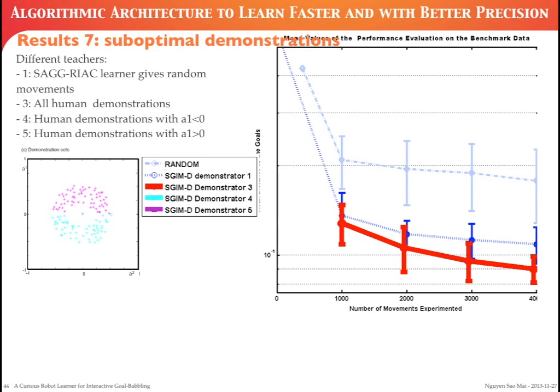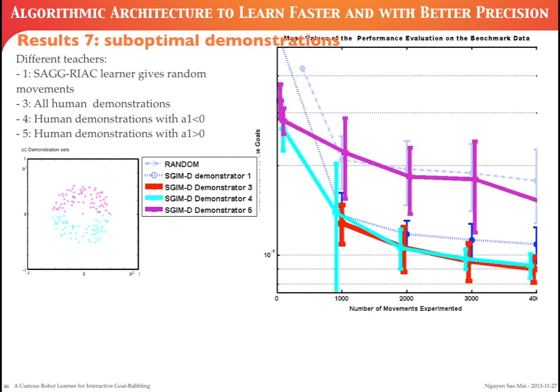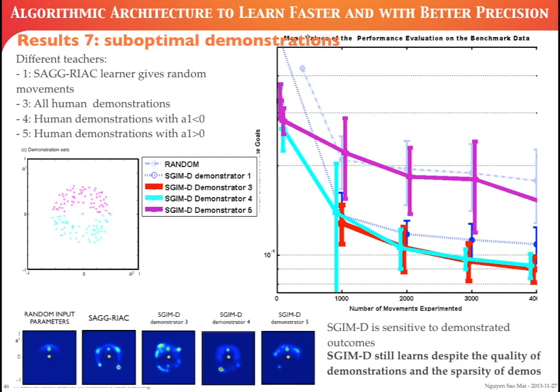So you already know the curves of random exploration, SJMD with teacher 1 and 3. And now we plotted for teacher 4 and 5, which are here. So you can see that there's a difference, and teacher 4 seems to be better than teacher 5 for the learning agent. And this comes from the fact that teacher 4 would enhance more exploration than teacher 5. Here, teacher 5 makes the learning agent explore only areas that are in front of him, but teacher 4 encourages the learning agent to explore also behind it. So SGIM is sensitive to demonstrated outcomes, but in both cases, it still learns despite the quality of demonstrations and the sparsity of the demonstrations.